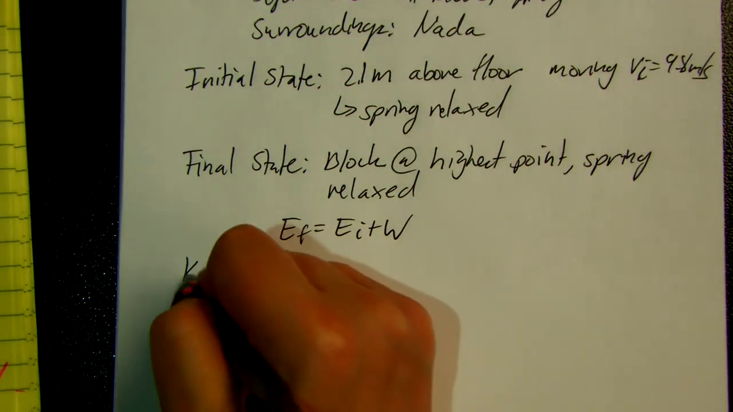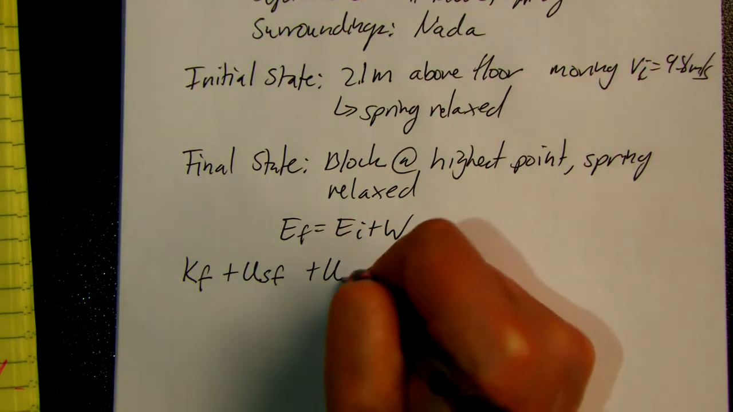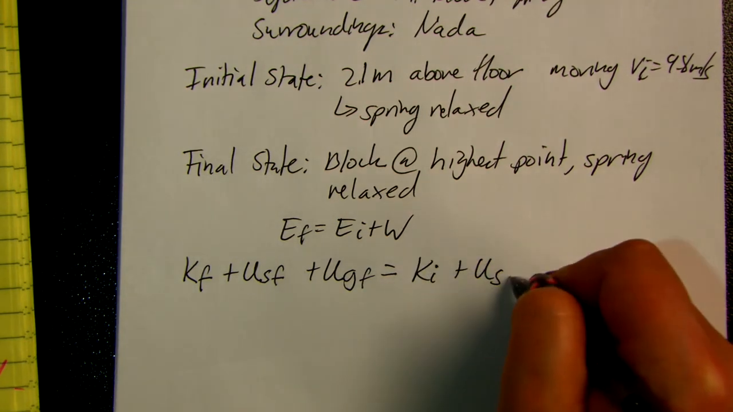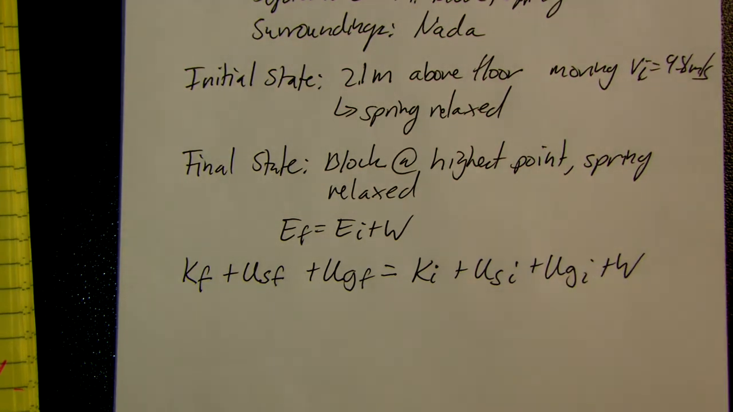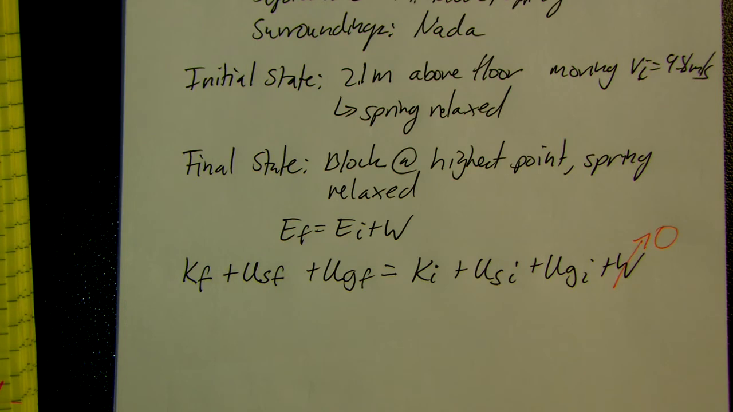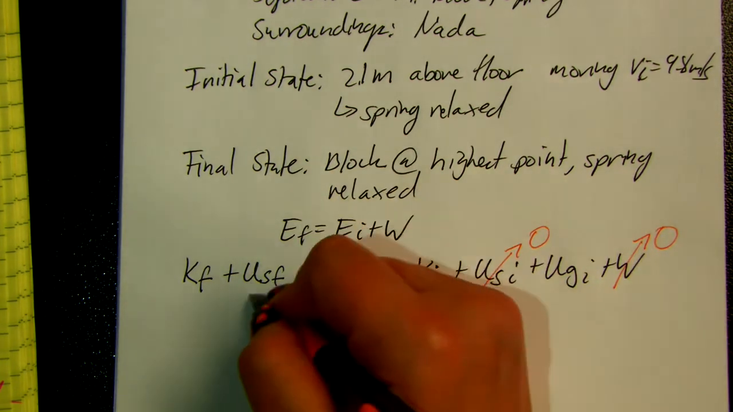Let's flesh this out. Kinetic energy final plus potential energy from the spring final plus potential energy from gravity final is equal to kinetic energy initial plus potential from the spring initial plus potential from gravity initial plus any work done. All right, where are my zeros at? Okay, we know work is a nice big 0 for this setup. All right, it starts off with the spring relaxed, so therefore potential energy from the spring is 0. And it says that the spring is relaxed at the end too, so there's another 0 there.